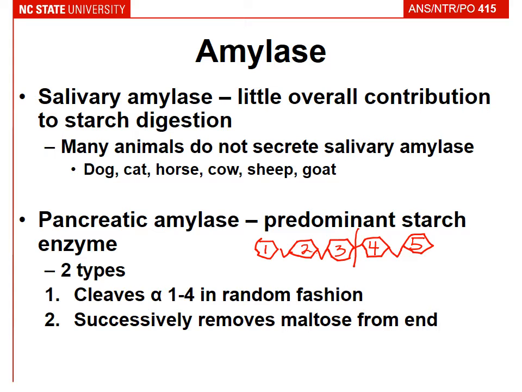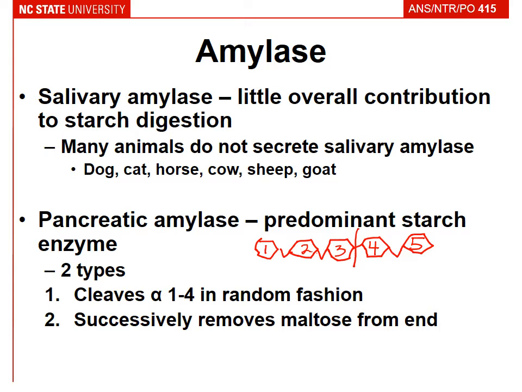In addition, humans are able to secrete salivary amylase, but there are many animals that do not secrete any salivary amylase. So this includes the dog, the cat, the horse, the cow, sheep, and goats. So none of these animals secrete salivary amylase. So the main amylase that we focus on, that is doing the predominant amount of work, is pancreatic amylase. And as I mentioned before, both salivary amylase and pancreatic amylase are alpha amylase, but pancreatic amylase is the predominant starch enzyme.